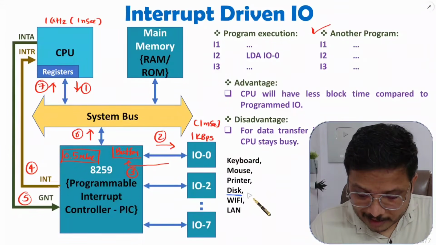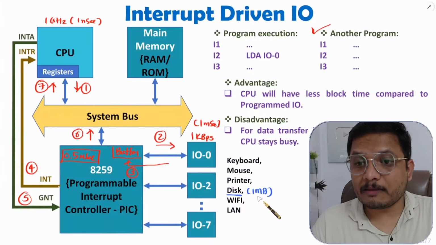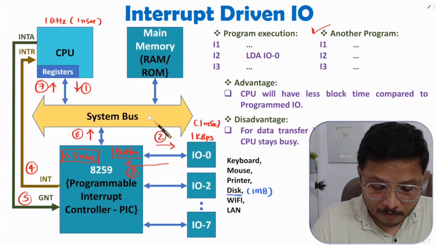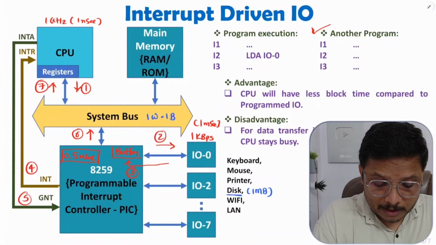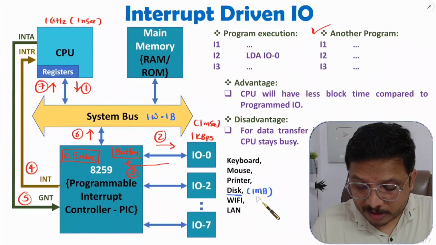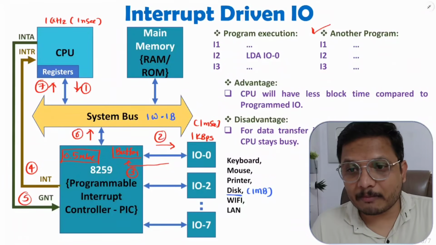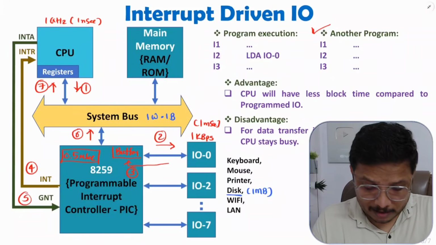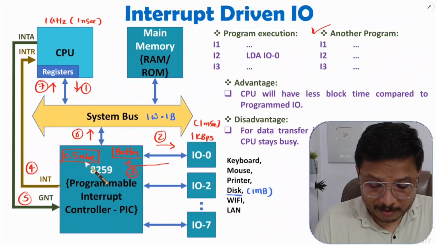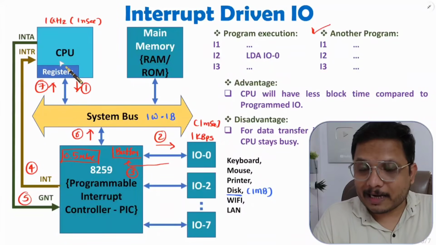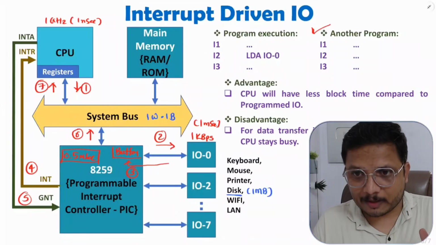For example, suppose you want to transfer 1 MB of data. 1 MB means 1 megabyte. Let us say this system bus has one word equal to 1 byte. In that case, what will happen? This process will be repeated how many times? 1 million times. And as you repeat this process 1 million times, you will observe 1 million into 0.5 microsecond that you will have to spend with the CPU, and at that time the CPU cannot do anything, right?